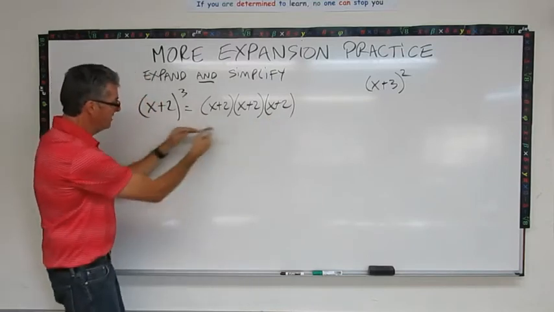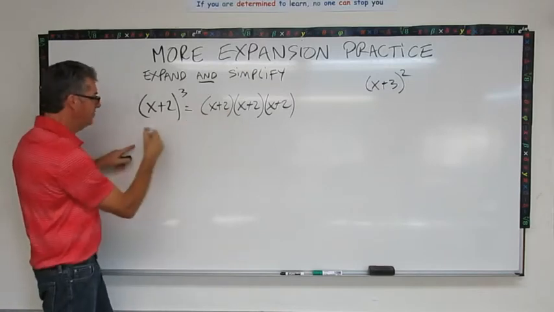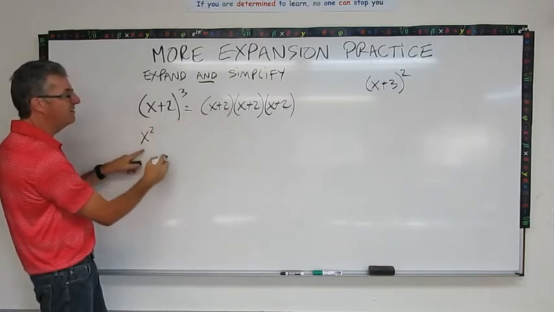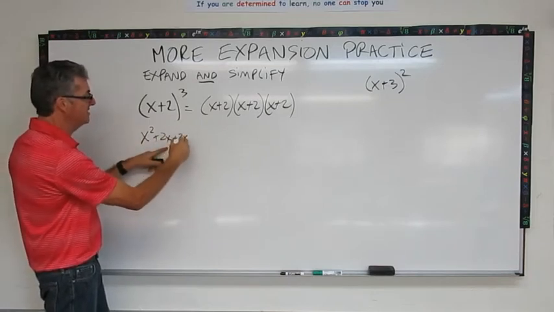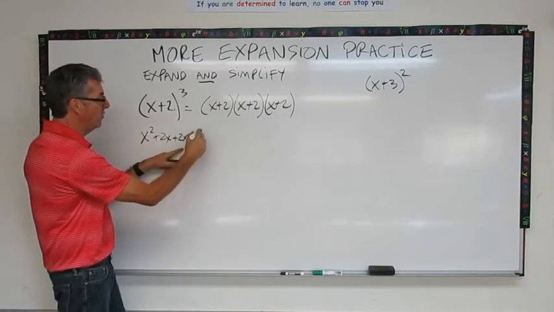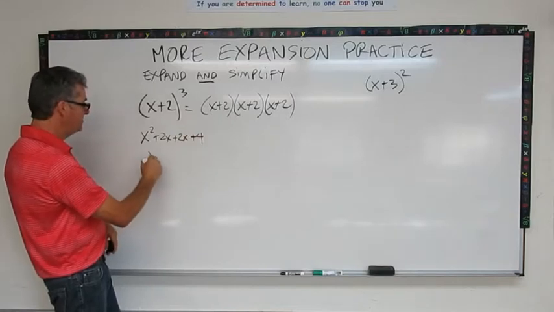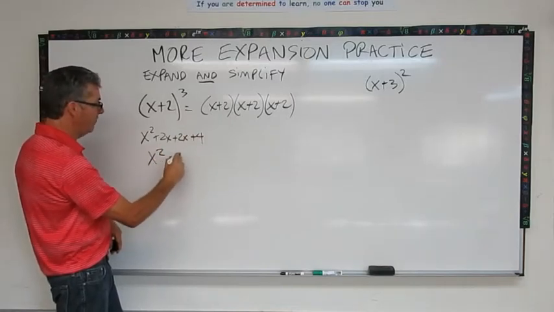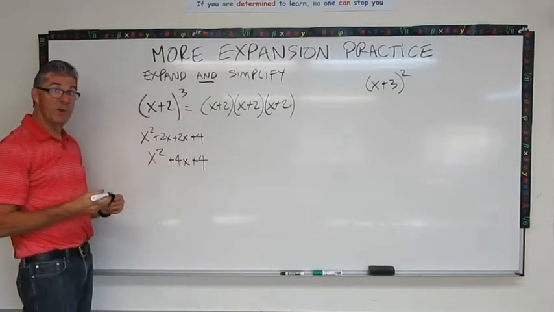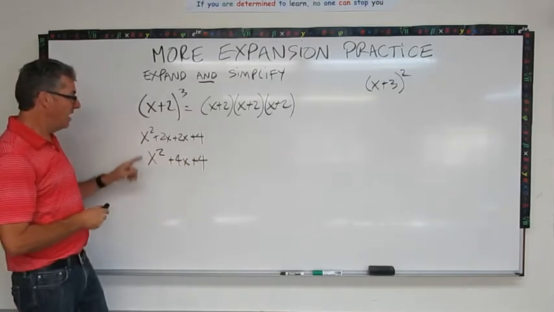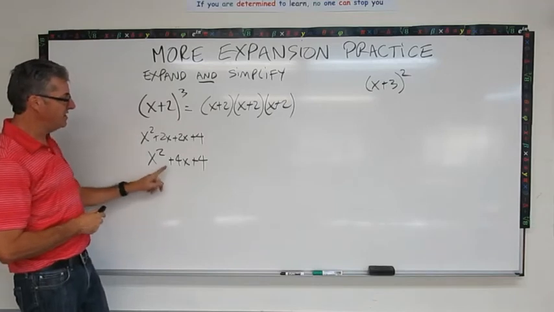Okay, so I'm going to bring this over here. X squared, that's the first. Outside is 2x. Inside is another 2x. And last is plus 4. And that comes down to be x squared plus 4x plus 4. Now, if you remember your perfect squares pattern, if I'd been thinking, I could have skipped that step and gone straight to this.